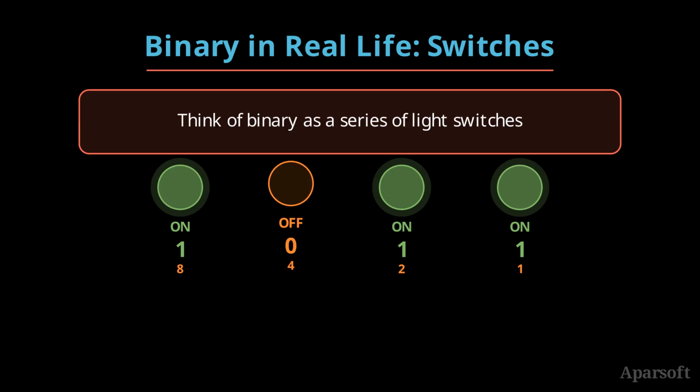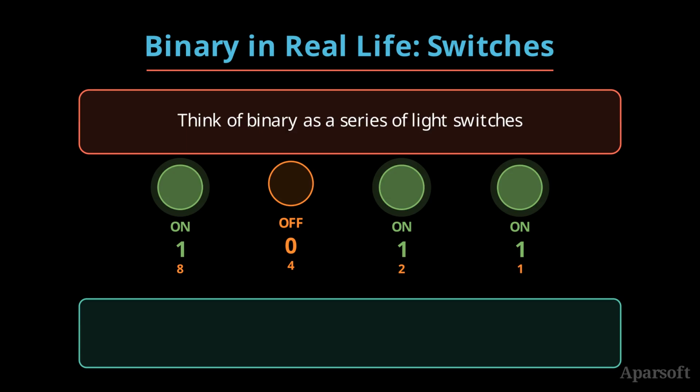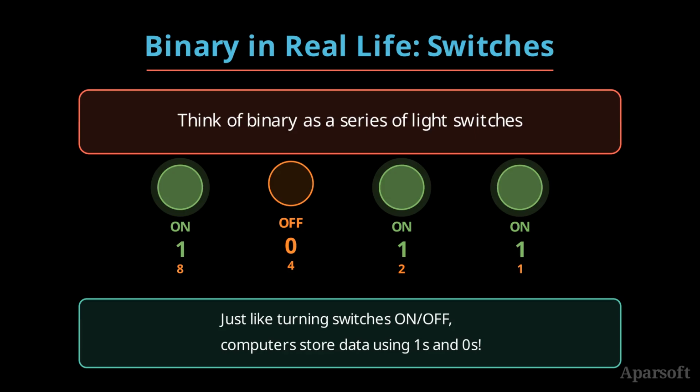This is exactly how computers work. Deep inside your phone or laptop, there are billions of tiny switches. When they're on, it's a 1. When they're off, it's a 0. And by combining millions of these switches, computers can store all your photos, videos, messages, and everything else.